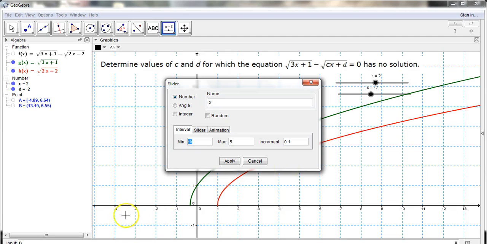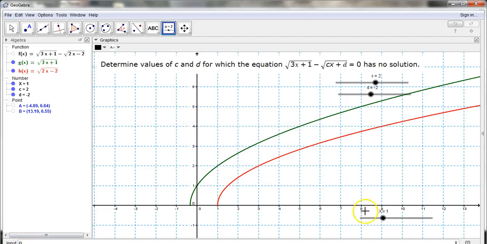Since my window is only going from, looks like, -5, I'll start at that. And then the max looks like 14. I'll make that my max, and then my increment will jump by 0.1, that works. Okay. So there's my x.